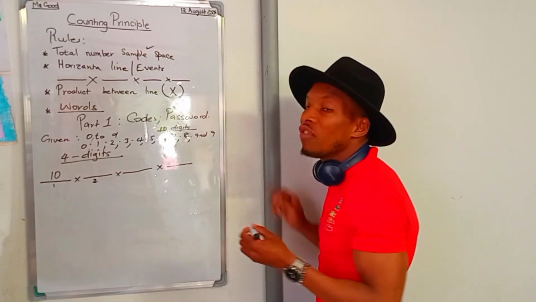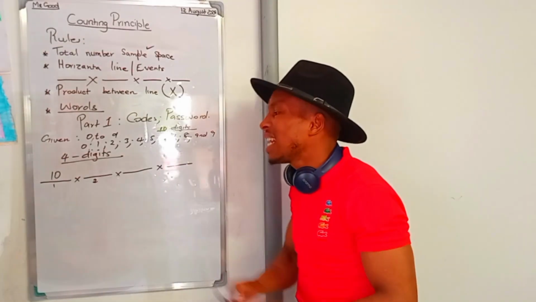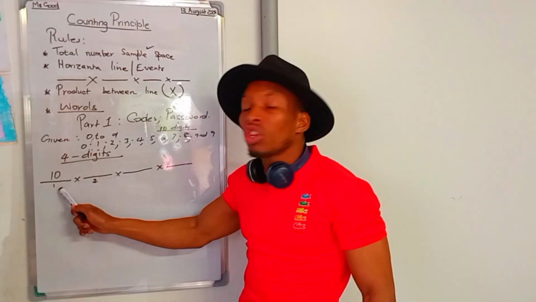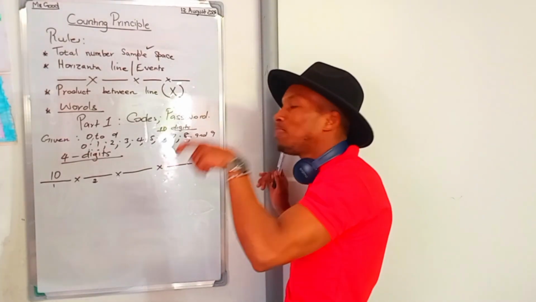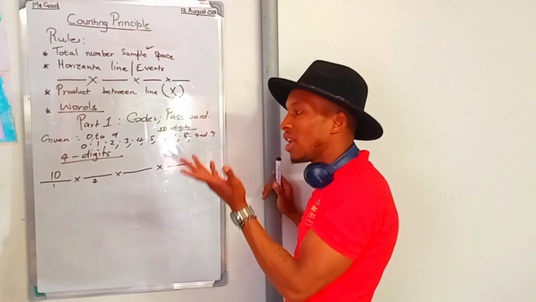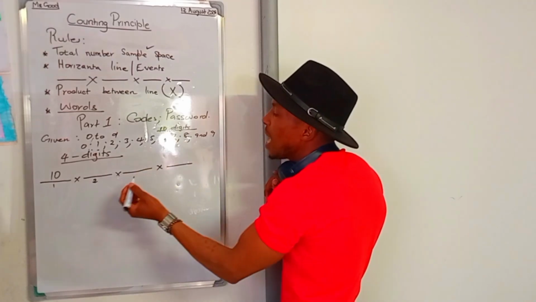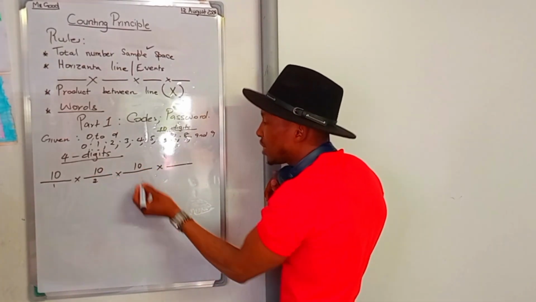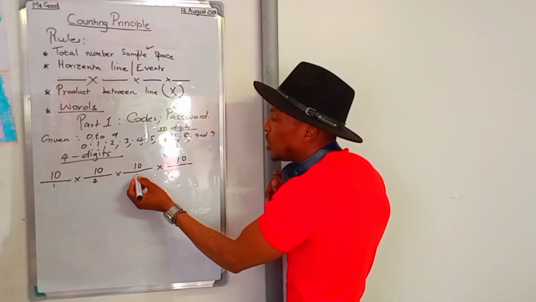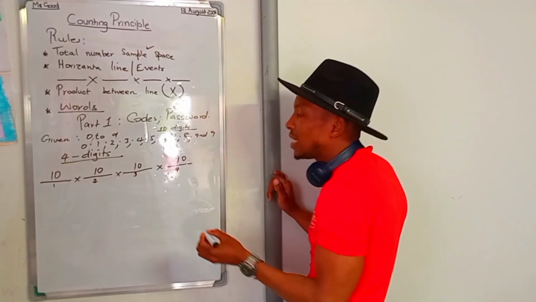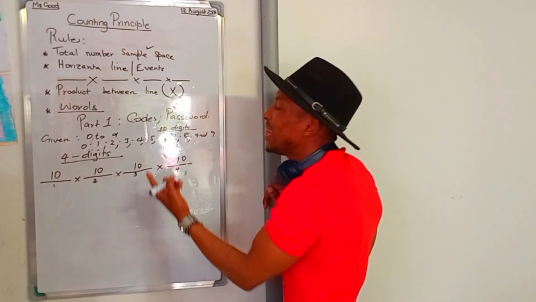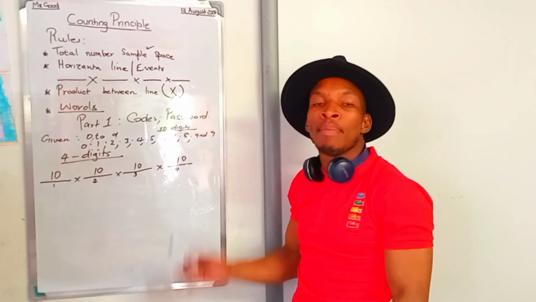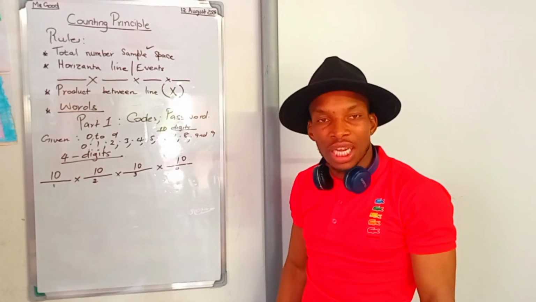If the repetition of digits is allowed, they are telling you that the digit you use on the first event is replaced back into the sample space of numbers. Therefore, how many numbers are there? There are 10 numbers, and again you have 10 numbers. What do you notice here? The total sample space of digits remains the same if the repetition of digits is allowed.